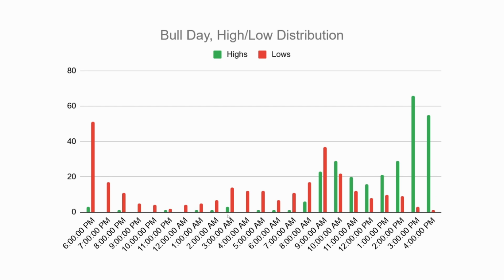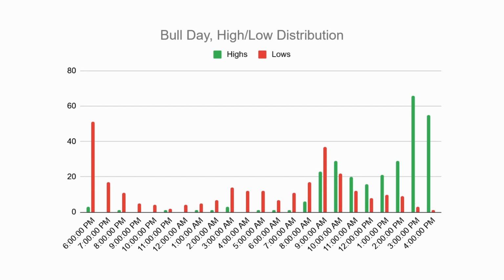But I do think that this spike here around 9 a.m. is quite significant, because it shows that the lows and the highs of the day are quite likely to be formed within that hour range. That hour range of 9 till 10 o'clock is going to be quite a volatile hour of the day.